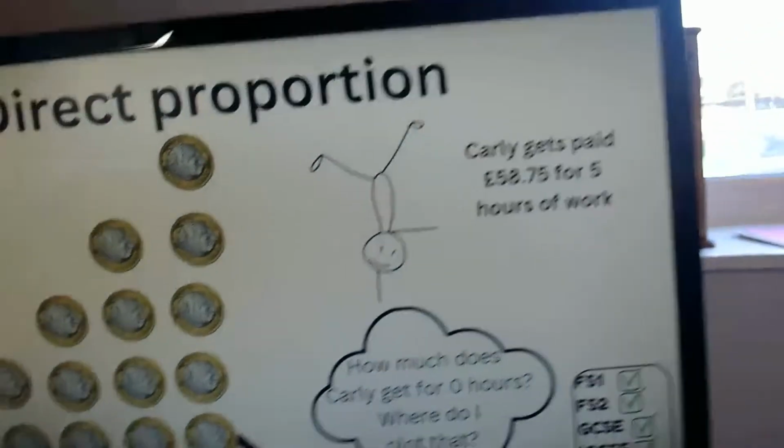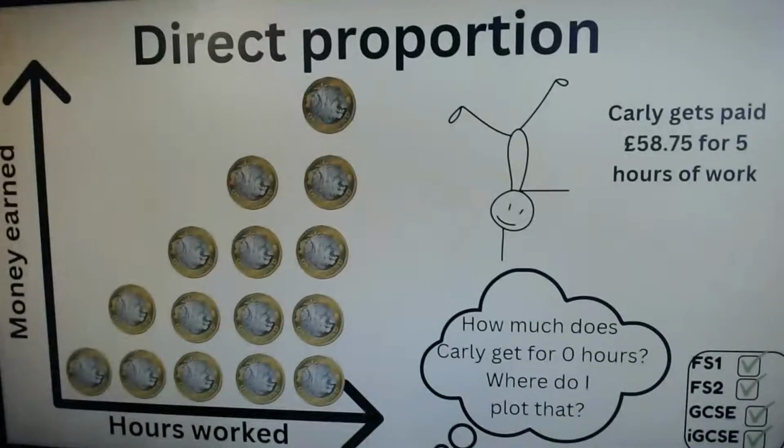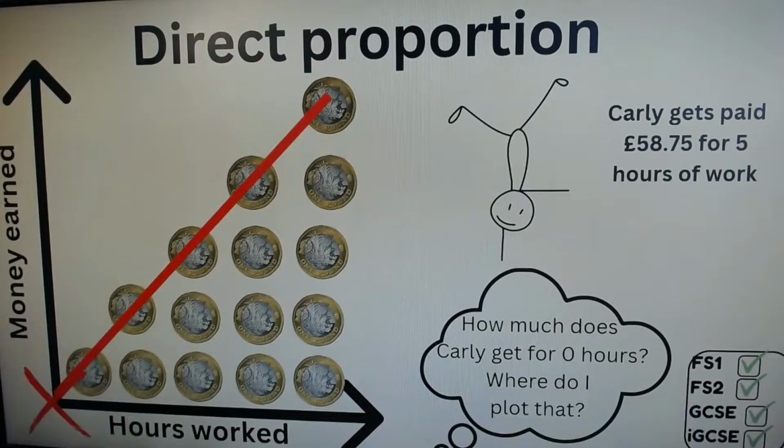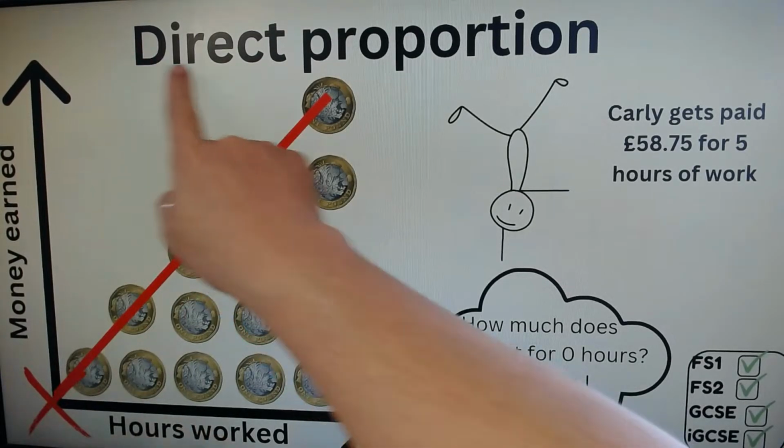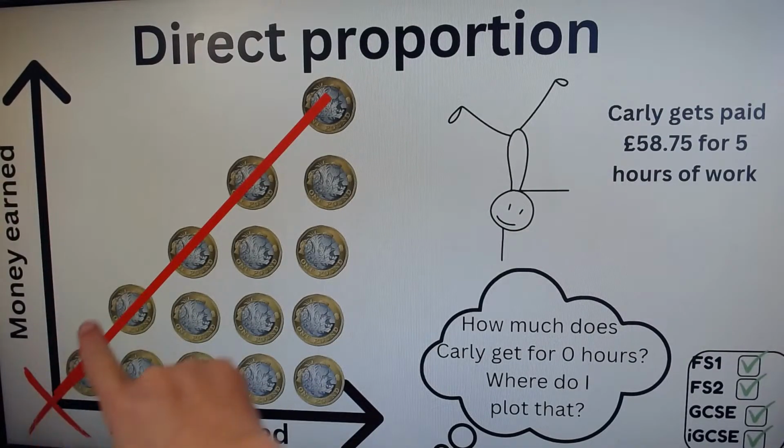In the very bottom left-hand corner, right down here, this is called the origin or 0, 0. It's no hours and no money. So it would look like this. This is what we would expect this graph to look like. So it's a direct proportion graph because it starts at 0, 0. When you've got work no hours, you get no money. And it's going up in a straight line.